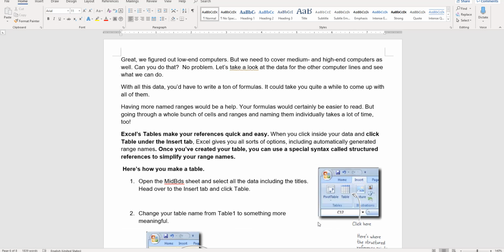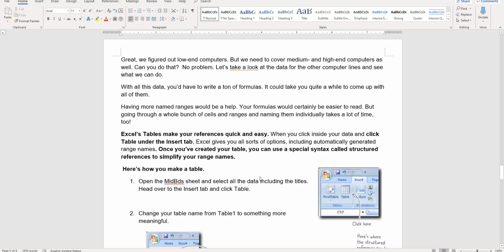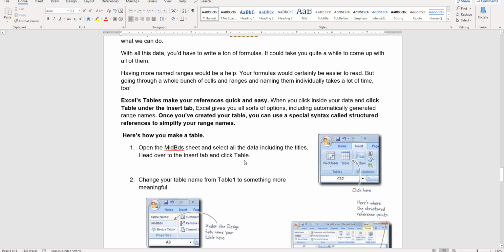Now the last little bit here is using tables. And so basically the idea is we can take the other data and we're going to change these into tables, and that makes your references very quick and easy as well. Okay, so let's just sort of make a table here, and then we'll be able to reference it, and then you can sort of finish up the spreadsheet. So how do you make a table?